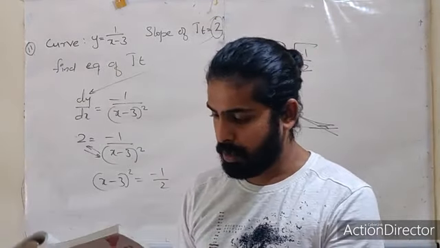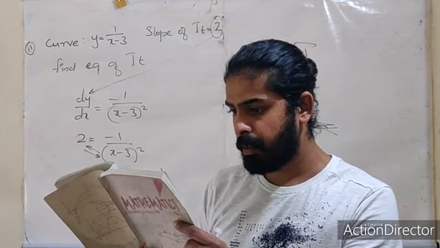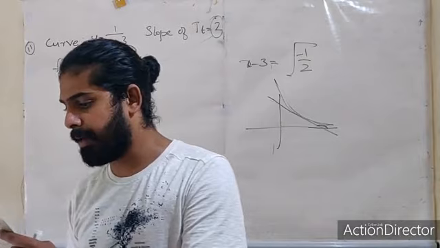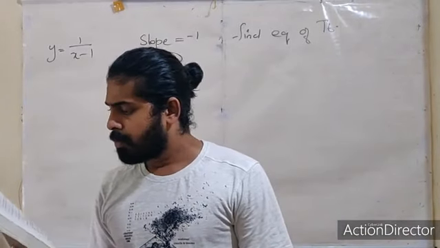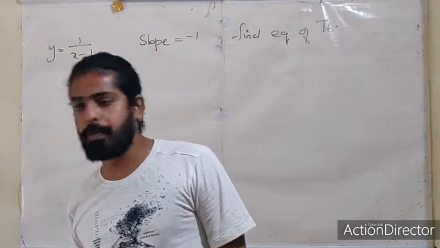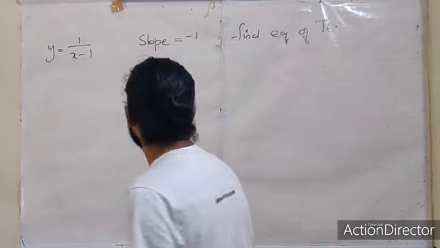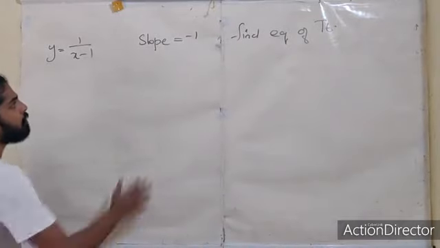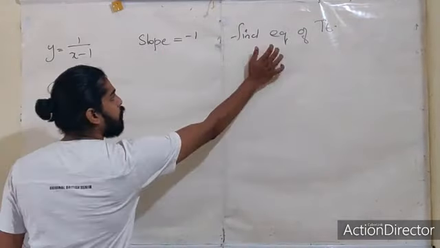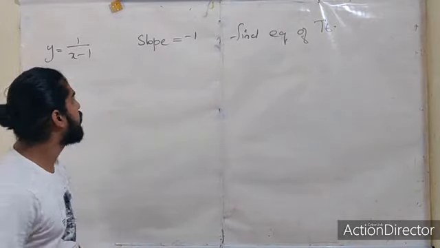Read question number 10. Question number 10 is the same type. Find the equation of all lines with slope negative 1 to the curve y equal to 1 by x minus 1. So the equation of the curve is 1 by x minus 1, and the slope is negative 1. I have to find the equation of the tangent. First we find the point, then we will find the equation of the tangent.